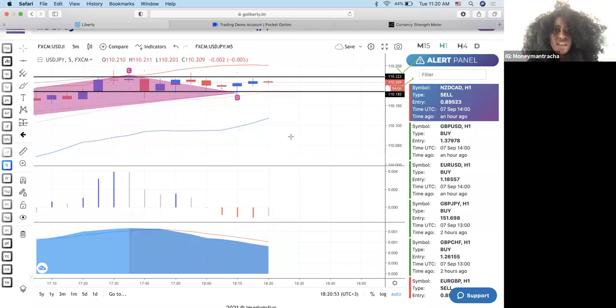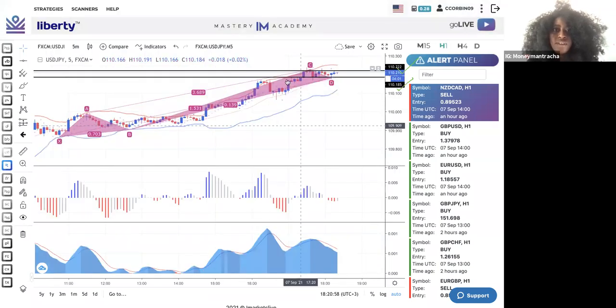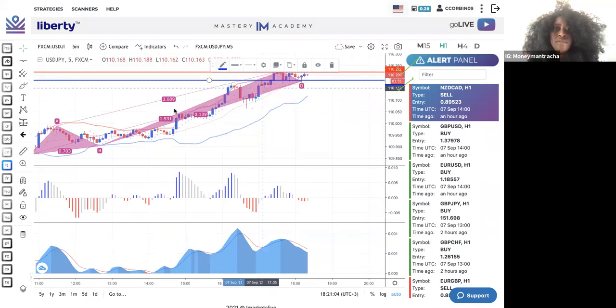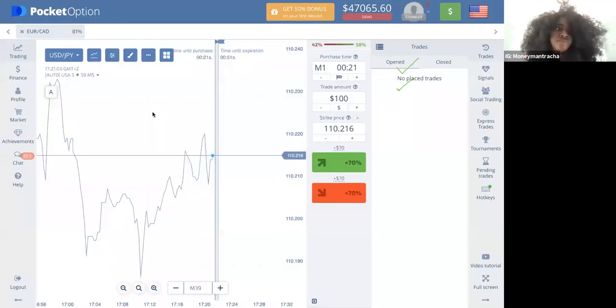So you can get in at the retracement for the sell, which is going to be this top line, or you can get in at the impulse. The impulse we know is when it's shooting up, the retracement we know is when it's coming down. So right now we're just literally waiting.